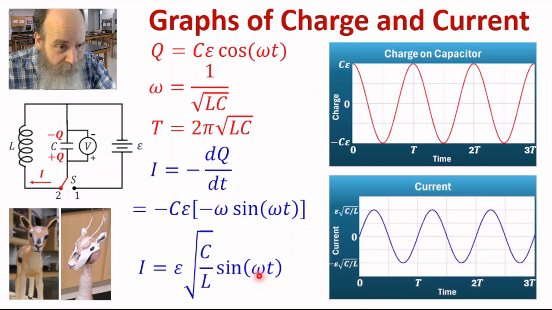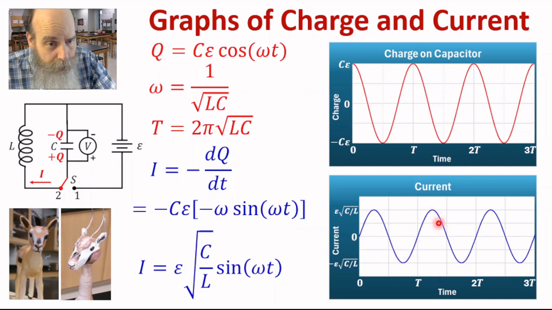So it is a sine function. When t is 0, the current is 0, and it goes from negative E square root C over L to positive E square root C over L. And it oscillates between these two. From 0 to T is one period, and then T to 2T is another period, and 2T to 3T is another period. And it keeps going on.